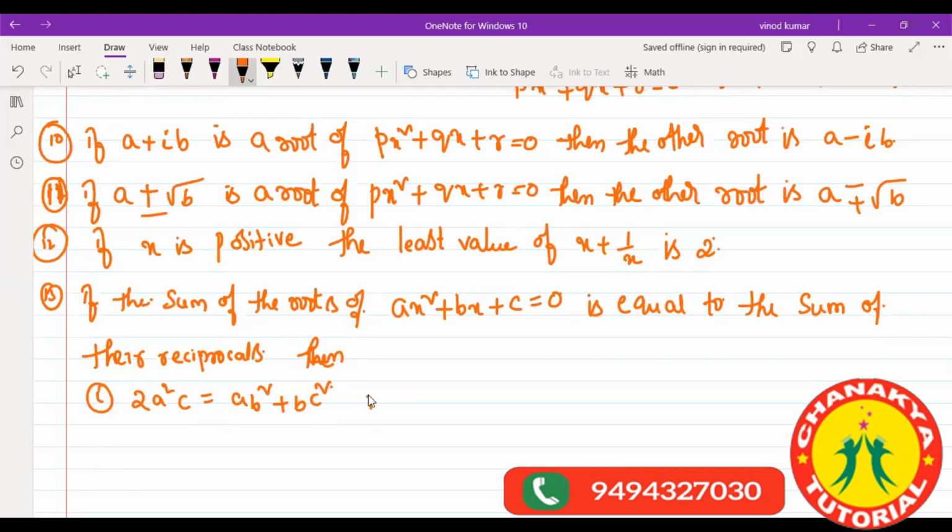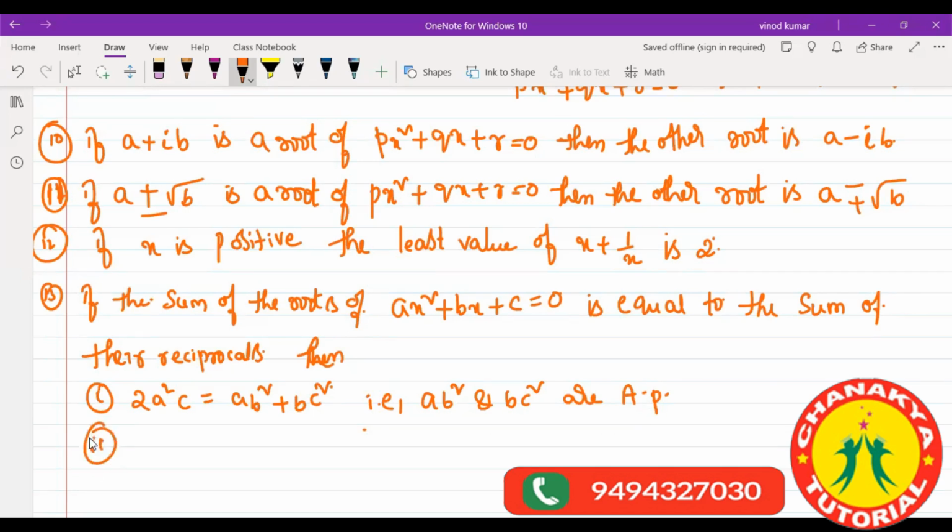That is here, ab square and bc square are in arithmetic progression. When is it possible? The sum of the roots equals the sum of the reciprocals: alpha plus beta equal to 1 by alpha plus 1 by beta. Suppose alpha and beta are two roots of the given quadratic equation ax square plus bx plus c equal to 0. When alpha plus beta equals 1 by alpha plus 1 by beta, then this condition is possible.